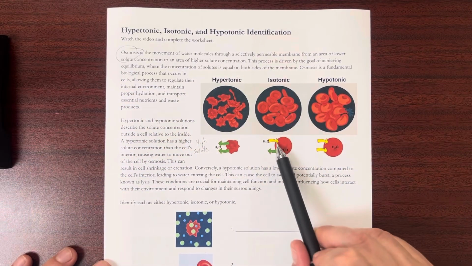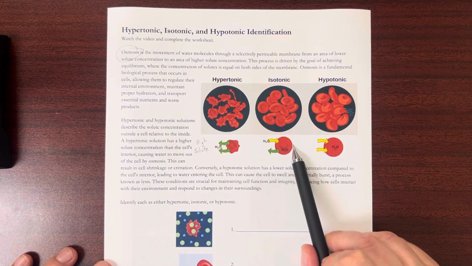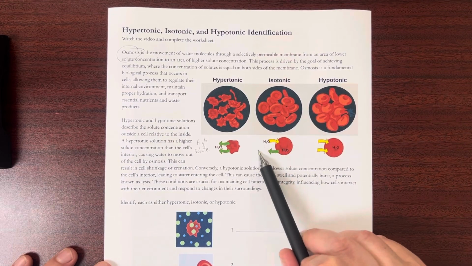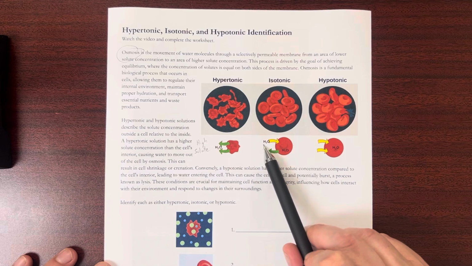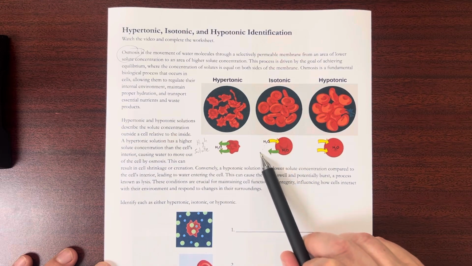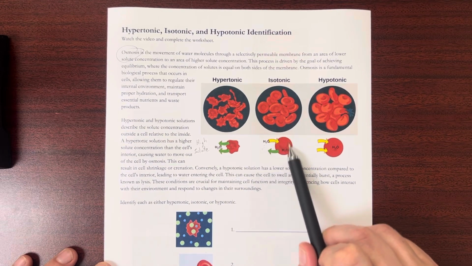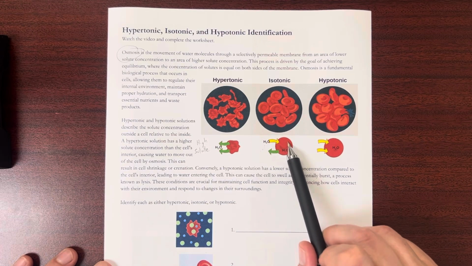With isotonic, the concentration is even. Both sides have the same concentration of solute, so water moves in, water moves out, and it stays the normal size that cell should.